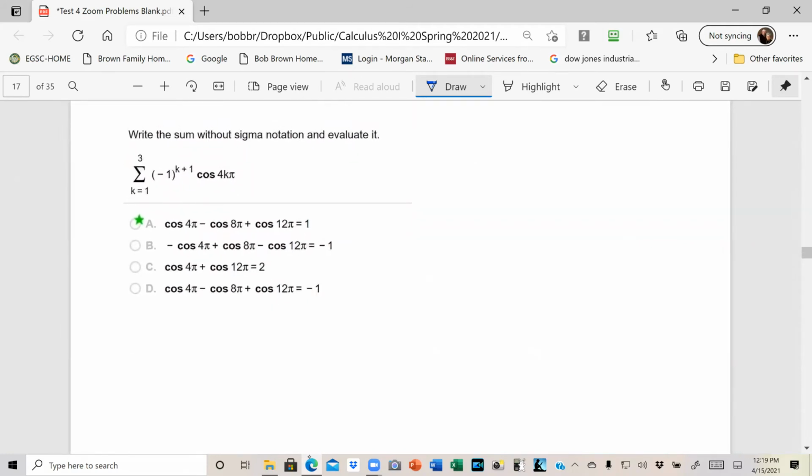Now we're asked to write this sum without sigma notation and evaluate it. Well, let's plug in k equals 1 and we get minus 1 squared cosine of 4 pi. Plug in k equals 2, we get minus 1 cubed cosine of 8 pi. And then for k equals 3, minus 1 to the 4th power cosine of 12 pi.